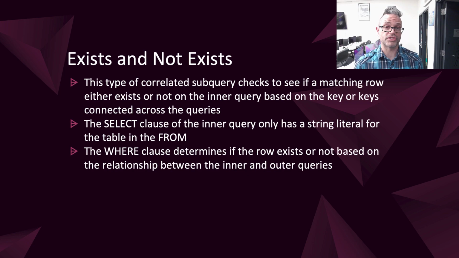We can also work with this using the EXISTS and NOT EXISTS keywords. This is the kind of subquery where we check to see if there's a matching row in the inner query based on the key or keys we supply across the queries. The SELECT clause of the inner query only has a string literal for what it selects, which is usually just an X. The WHERE clause determines if the row exists or not based on the relationship we just specified between the outer table and the inner query. Let's take a look at that.